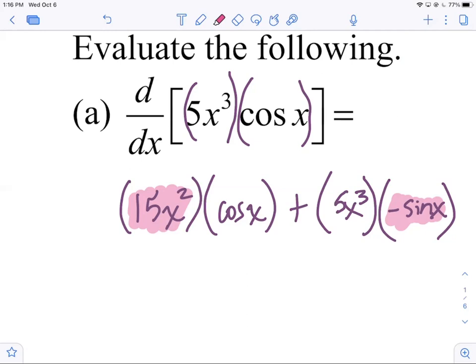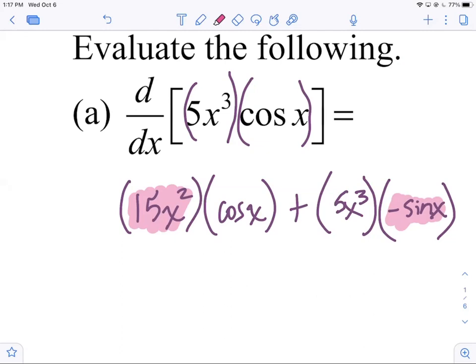All right, so I grouped 5x cubed together. I'm going to call it the first factor. He goes first. He's in front. The derivative of 5x cubed is 15x squared, times, do we take the derivative of cosine right now? No. Cosine just goes for the ride, right? Plus, now the first one, 5x cubed, gets rewritten, times parentheses, the derivative of cosine is negative sine.